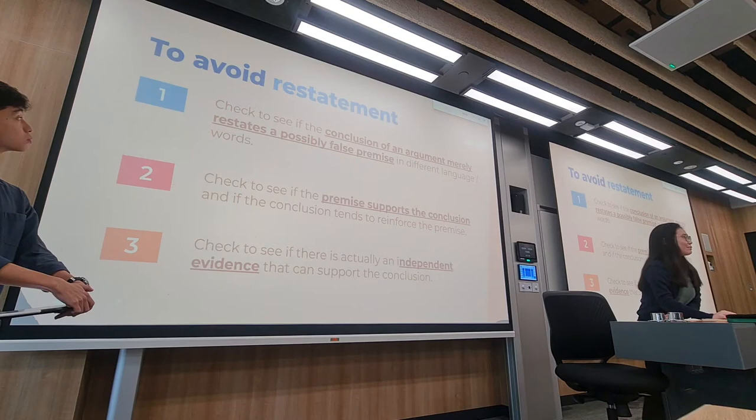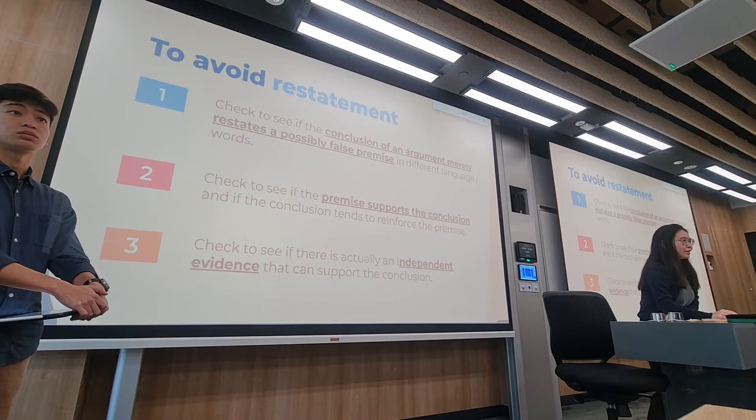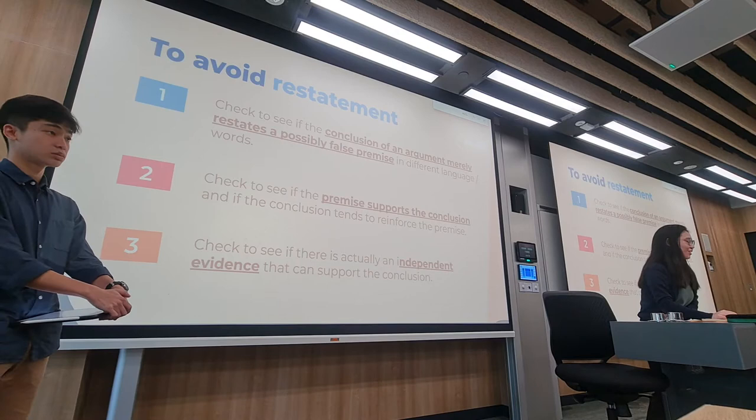So to sum up again, how can we avoid restatement? Firstly, we can check to see if the conclusion of an argument might merely restate a possibly false premise in different language or words. Secondly, we can see if the premise supports the conclusion, and if the conclusion tends to reinforce the premise. And lastly, we can check to see if there's any independent evidence or reason that can support the conclusion. Now Jonathan will take us through the next one.